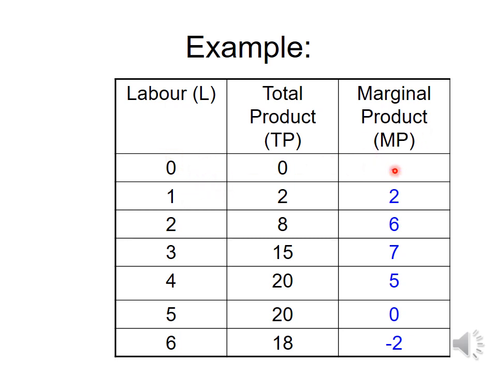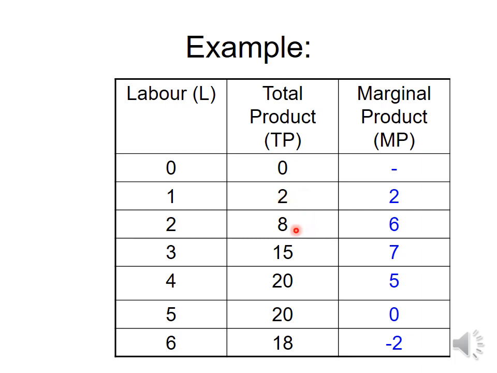Now, the first one, of course, nothing. When you increase labor from 0 to 1, so you add one unit of labor, your total product, your total output, increases from 0 to 2. So this first worker gave you an additional 2 units of output. Now when you hire the next worker, your labor increased to 2. You hire the next worker, your total output increases from 2 to 8.